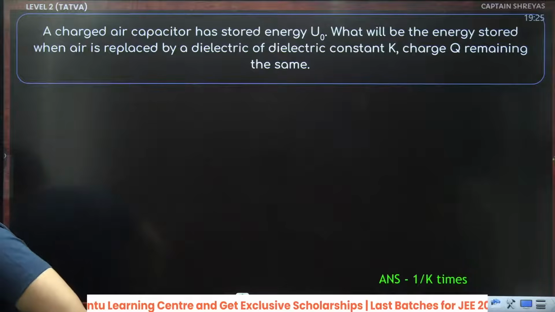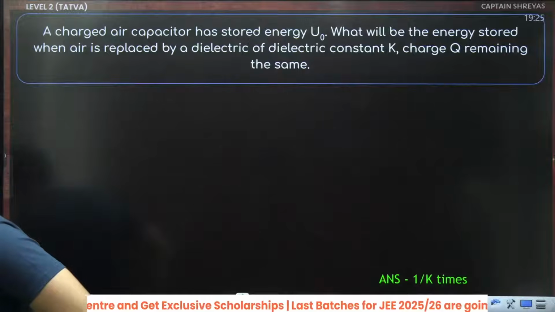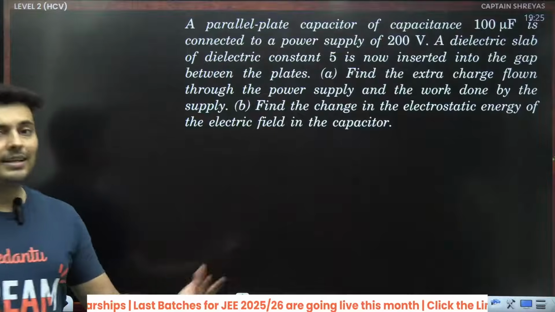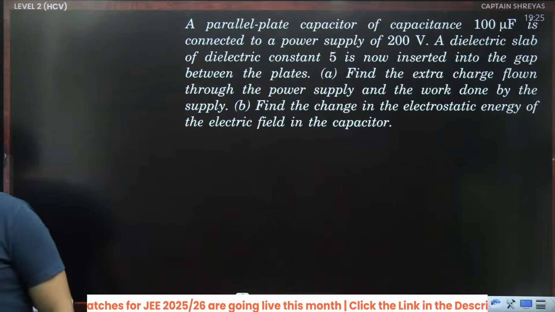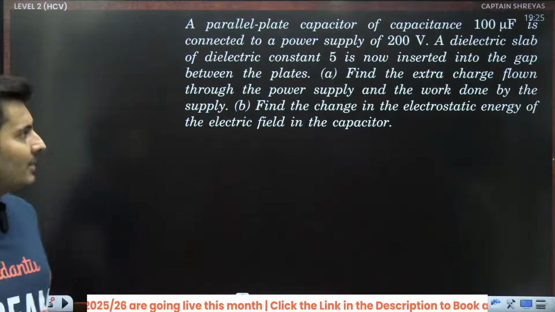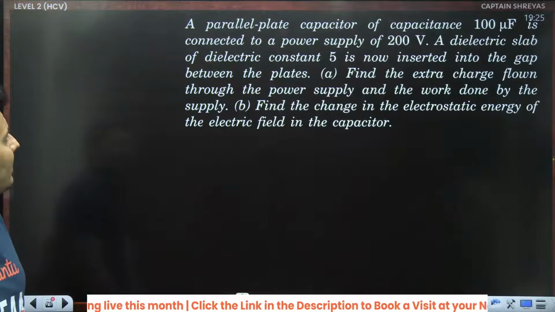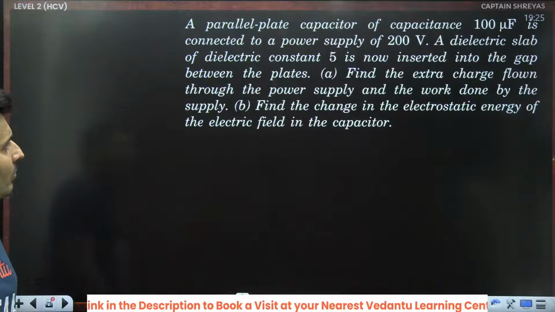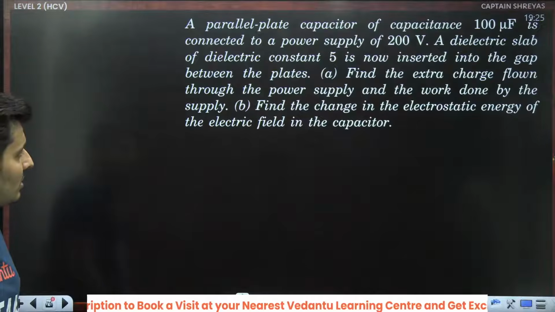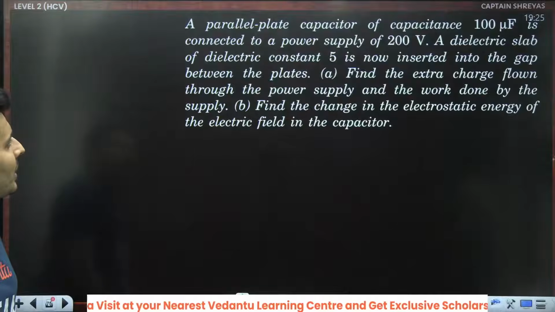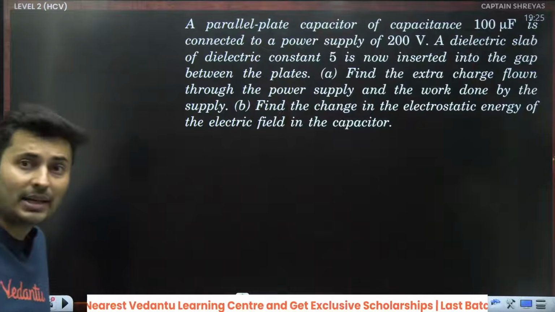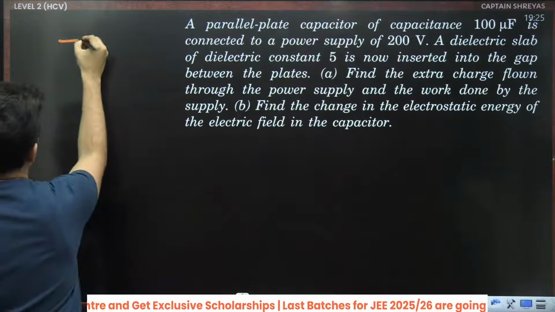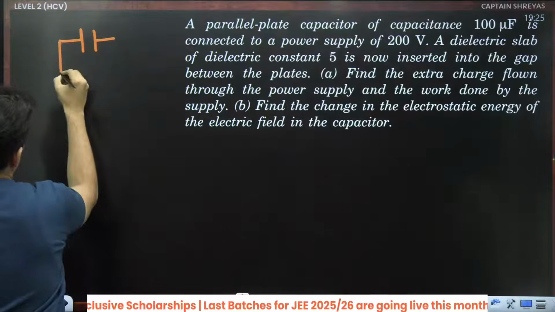Okay, till this point clear? Shall we go ahead to the next question, guys, coming up on your screen? All right, what does it say? This is there in H.C. Verma. So read the question, guys. A parallel plate capacitor is connected to a power supply. A dielectric slab is now inserted into the gap. Find the extra charge which flows. Find the change in the energy. Okay. Is connected to a power supply. That means battery was connected. So earlier, this is how it was.